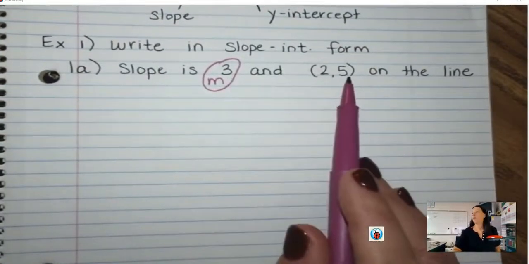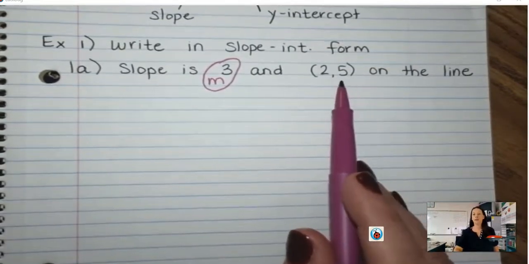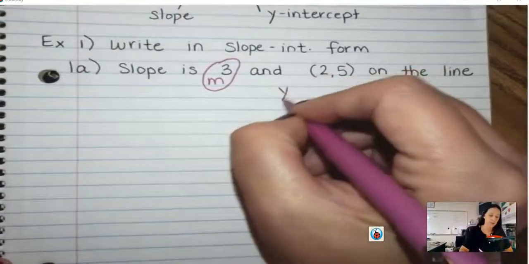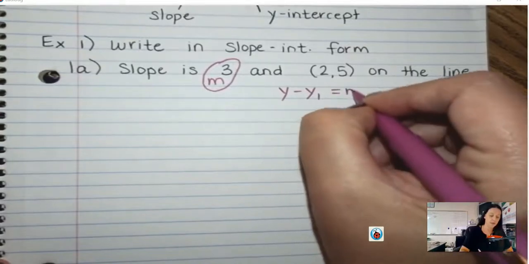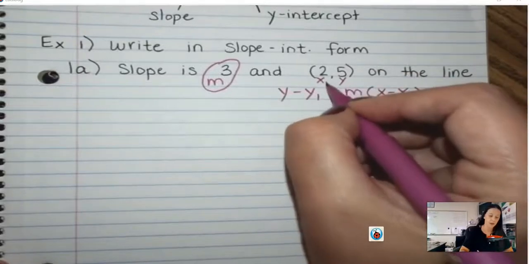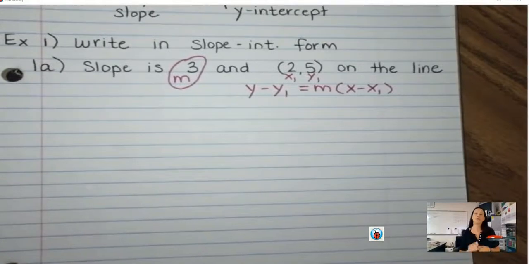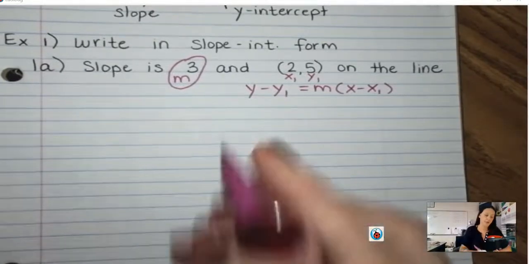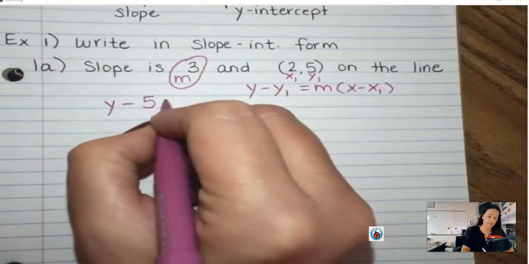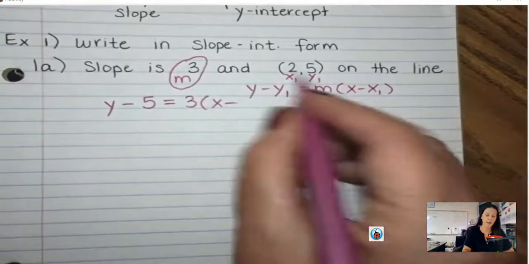However, we do know the slope and we know a point. So if I know the slope and a point, I can actually do point-slope form first, and then we'll convert it into slope-intercept. So let's do y minus y sub 1 equals m times x minus x sub 1. And this will be your x and your y with your sub 1s on it. So I have y minus 5, the y sub 1 value, equals m, which is your slope, 3, times x minus 2, the x sub 1 value.